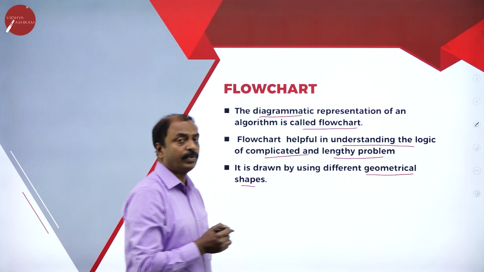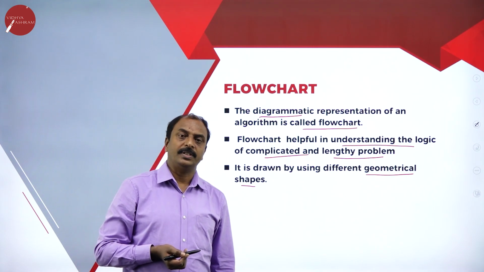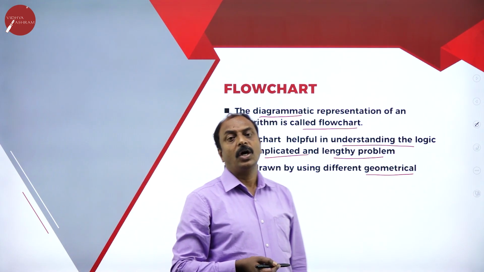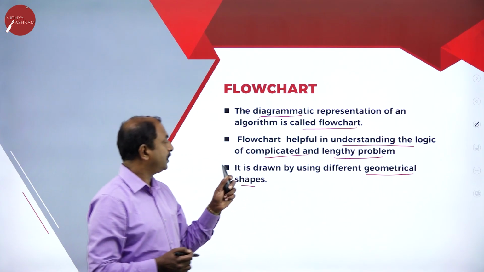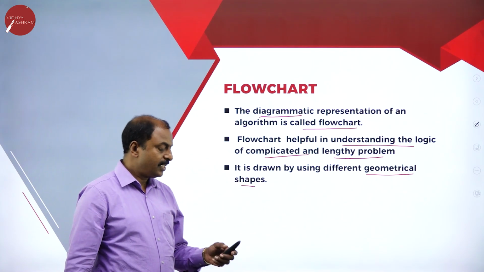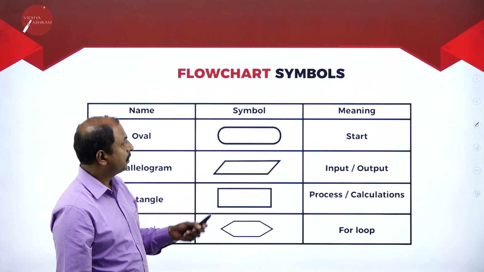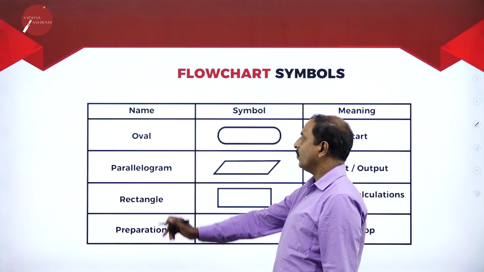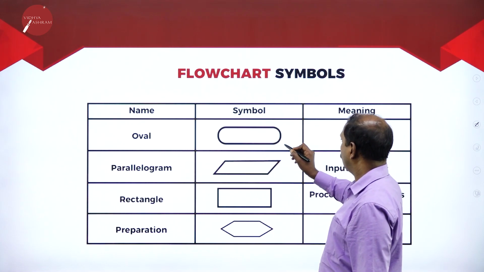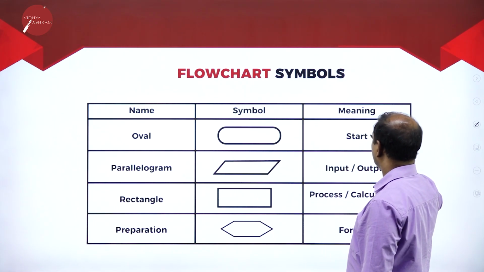As we have seen in the definition, it is a diagrammatic representation. How do we draw a flowchart? By using different geometrical shapes. Now let us see the different shapes used in a flowchart. First one is the oval. This is oval. It indicates start.